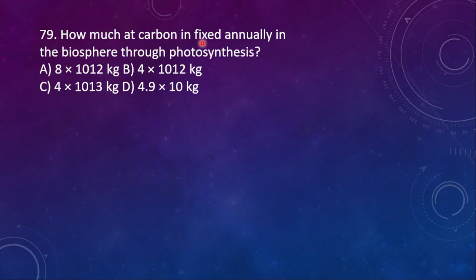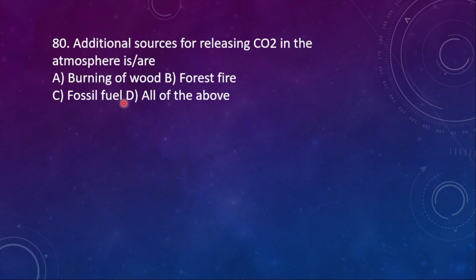How much carbon is fixed annually in the biosphere through photosynthesis? 8 into 10^12 kg, 4 into 10^12 kg, 4 into 10^13 kg, 4.9 into 10 kg. Here the right option is C. 80th one. Additional source for releasing CO2 in the atmosphere is burning of food, forest fire, fossil fuel, and then D, all of this. Right option is D.